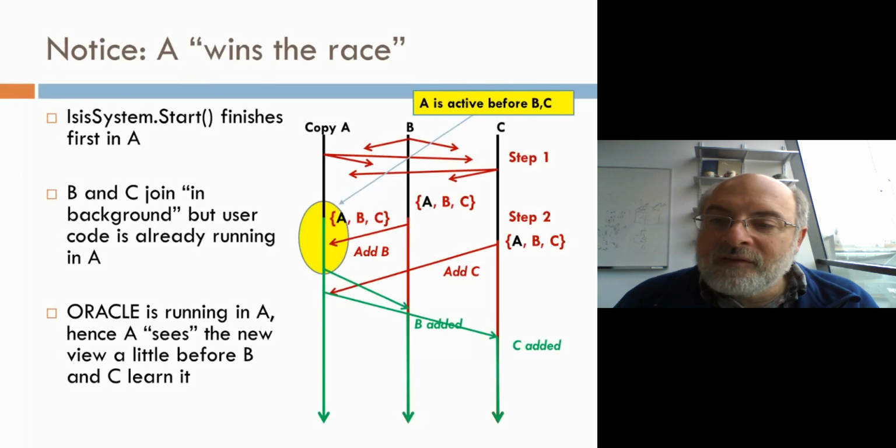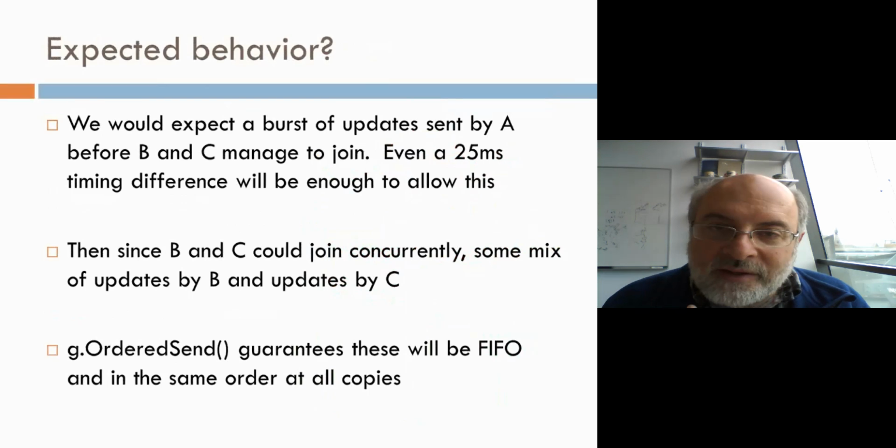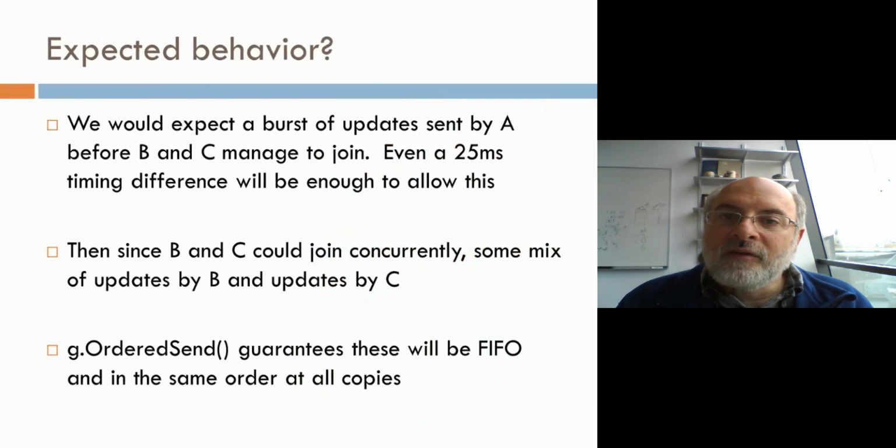Suppose it's 2 or 3, then B and C are also in the oracle, but even so, A is the leader. The leader turns out to be the first to change a view, and as a result, there can be a couple of milliseconds of delay between when A finds out about the new view and when B and C do, and that's enough time to send some multicasts. So you would actually expect in this program to see a burst of multicasts sent by A, but received by B and C before B and C managed to join. And you know, even a 25 millisecond difference is enough time to send a whole bunch of multicasts.